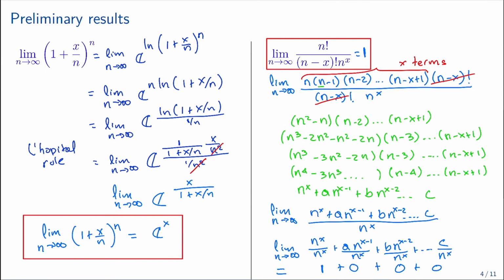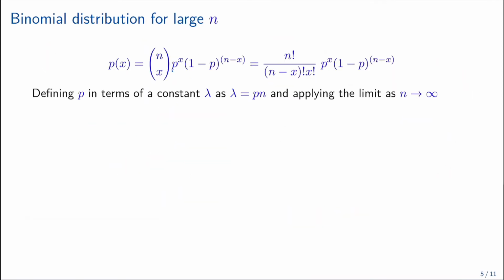Now we're ready to compute the probability distribution for a Poisson distribution. Remember that a Poisson distribution is a binomial distribution in which n is a very large number. So we need to apply the limit to the probability distribution of this binomial. Remember, the probability is given by the binomial part, n choose x, p to the x, 1 minus p to the n minus x. So if I expand this binomial, I have n factorial in the numerator, and the denominator is n minus x factorial multiplied by x factorial, and multiplied by the probabilities.